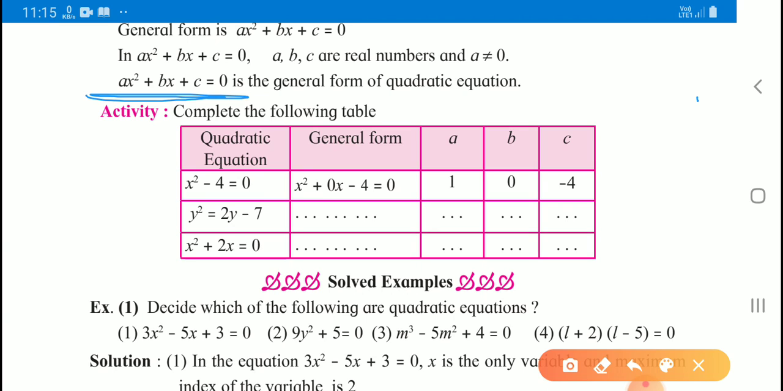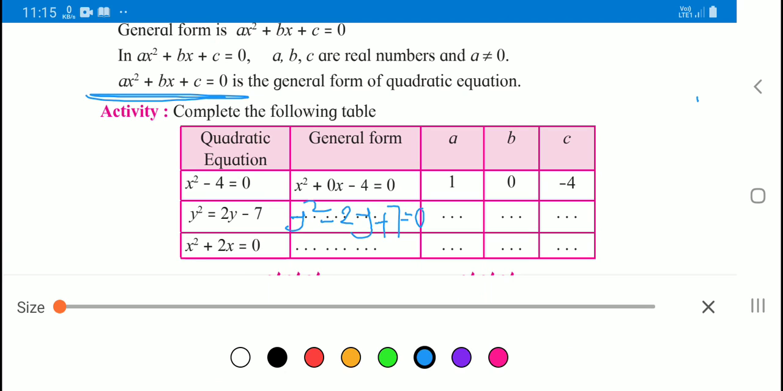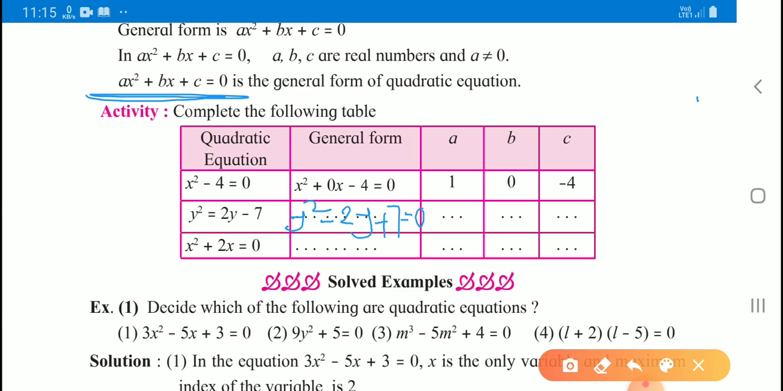Now we will see the second equation. We will first write this equation in the form of a quadratic equation. Now look here, y square 2y, we will shift this side, then it will become negative 2y. Now 7 will shift, then it will become positive 7 is equal to 0. We have written the equation in the general form of a quadratic equation.